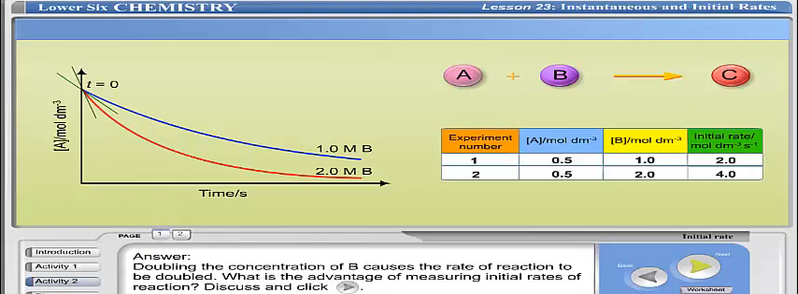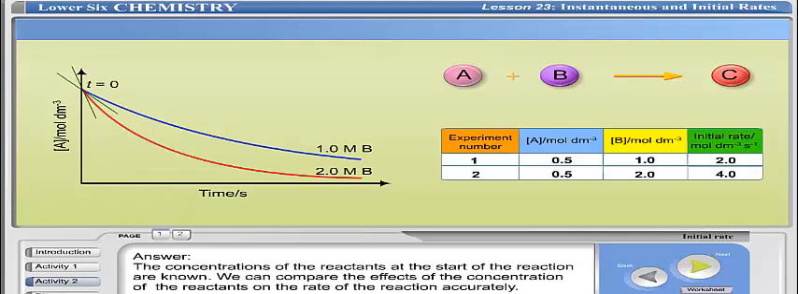What is the advantage of measuring initial rates of reaction? Discuss and click Next. Answer: The concentrations of the reactants at the start of the reaction are known. We can compare the effects of the concentration of the reactants on the rate of the reaction accurately.